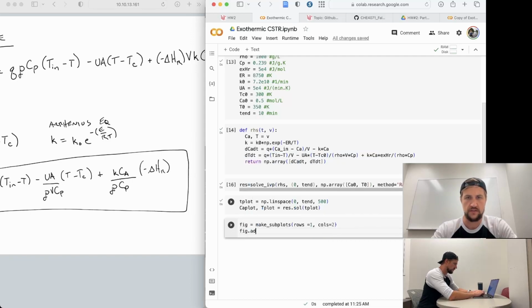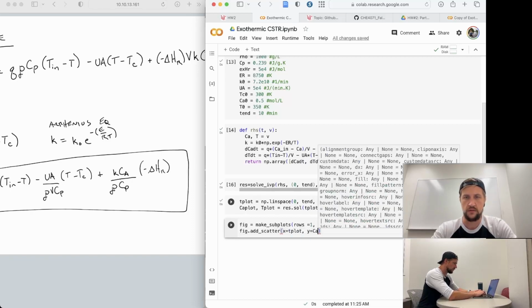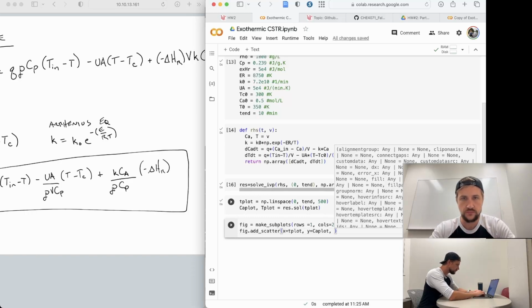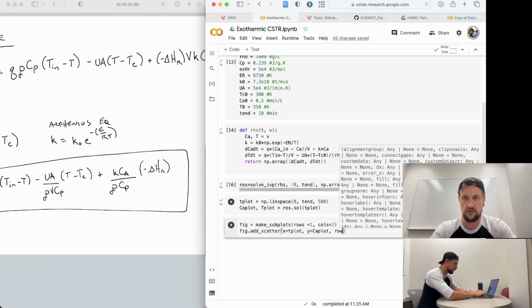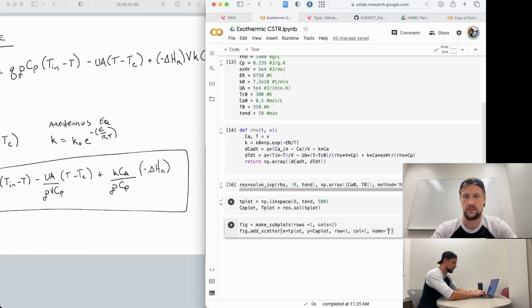So we've got fig.add_scatter. Our independent variable is our time plot. Our dependent variable that we'll do first is our concentration of A. And this is going to be in row 1, column 1. And we're going to name this CA. All right, let's copy and paste this. And now we have our temperature plot. And this is in column 2. And this is regarding temperature.